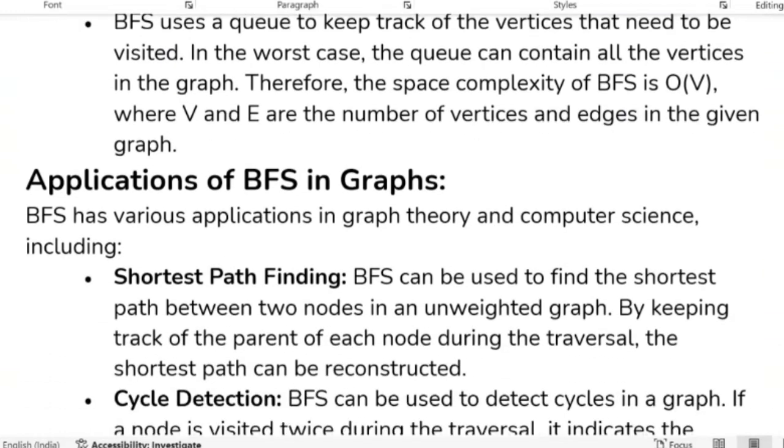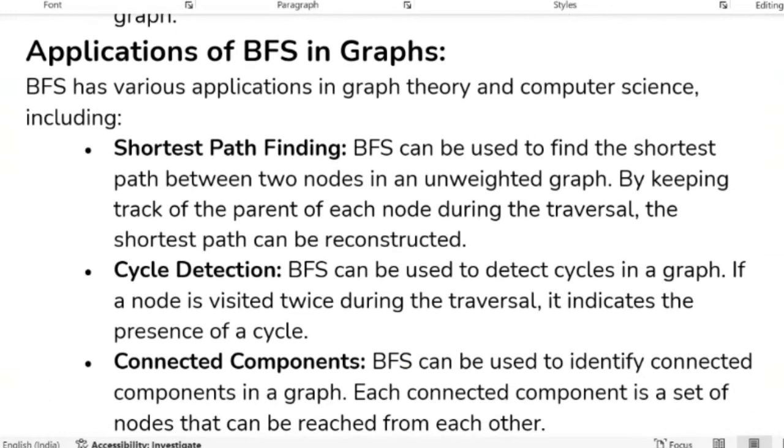Finally, we try to see what the different applications of BFS in graphs are. Breadth first search has various applications in graph theory and computer science. The first application is shortest path finding. BFS can be used to find the shortest path between two nodes in an unweighted graph. By keeping track of the parent of each node during the traversal, the shortest path can be reconstructed.